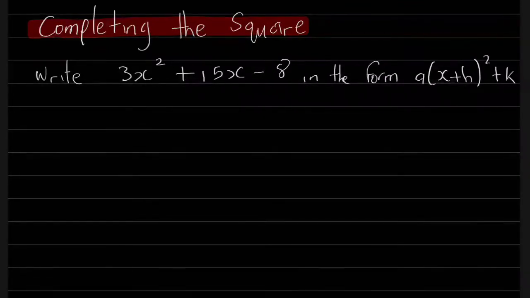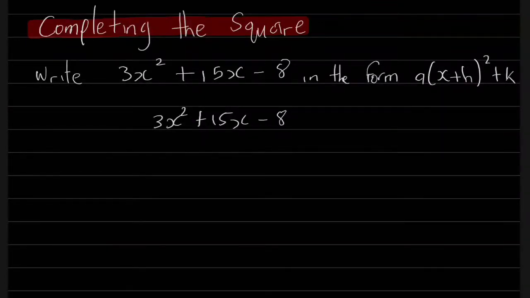And there is actually a formula that we use to find h and k, which I will do in a subsequent video. But for now, we will go through the steps in completing the square. So let's write back the expression. We have 3x squared plus 15x minus 8.